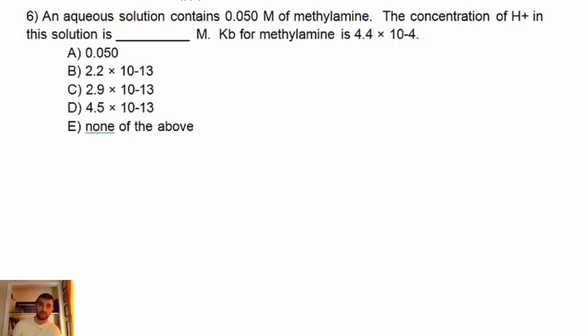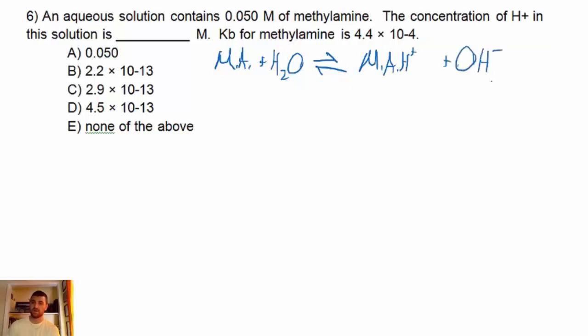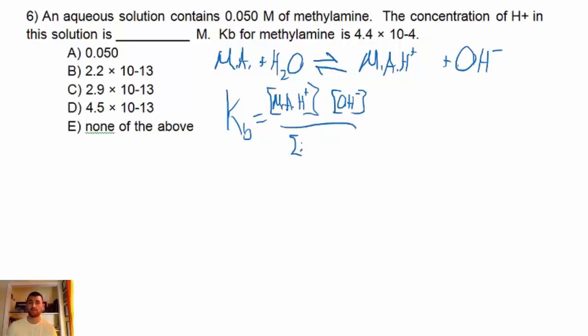So we're going to have to go, all right, well, methylamine, which I'm going to abbreviate MA because I'm lazy. It's acting as a base, so I have to add water to it. Plus H2O liquid gives me methylamine with an H plus and OH minus. So the Kb is going to be the methylamine conjugate acid times the OH minus concentration, all over the amount of methylamine that I started with, or methylamine that's left.